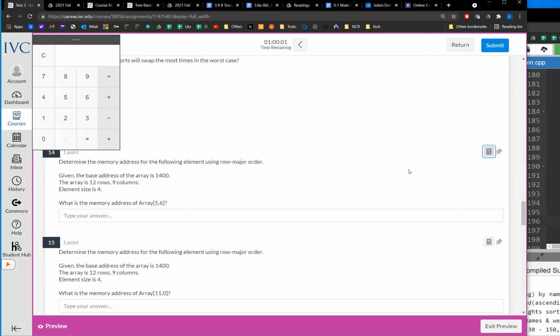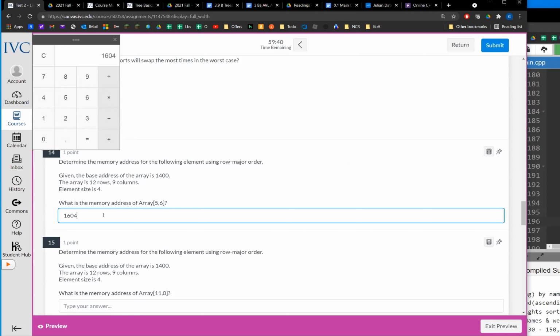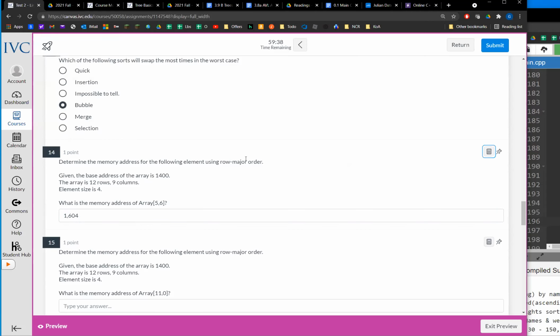Okay, memory addresses. What we have here: 1400, 12 rows, 9 columns, and we want 5, 6. So we've got 5 times 9 plus 6, times 4 bytes per element, plus our 1400. Should be 1604.